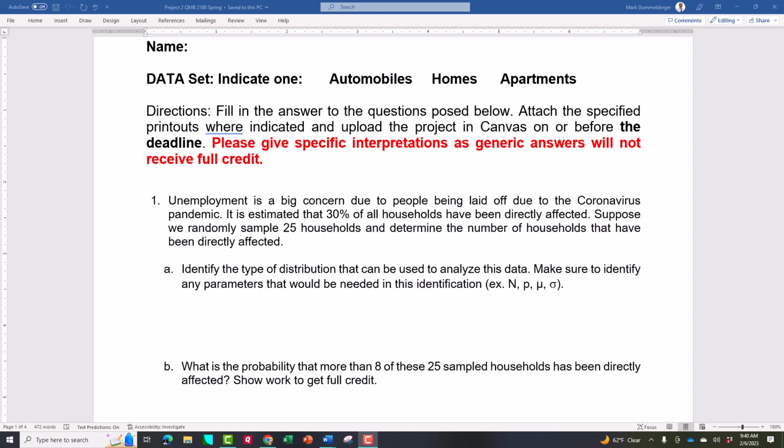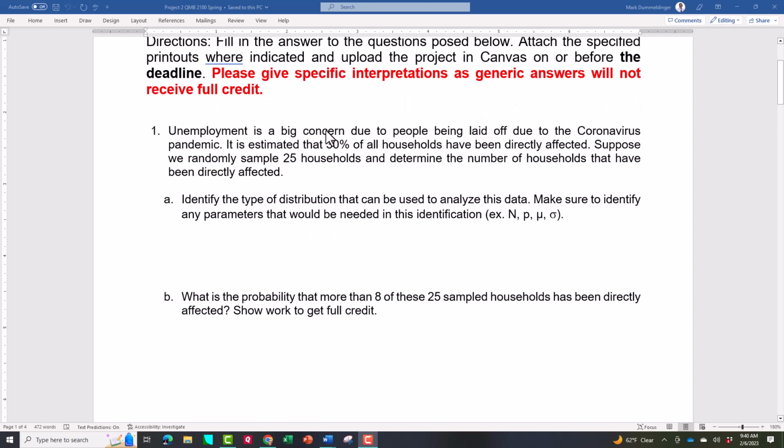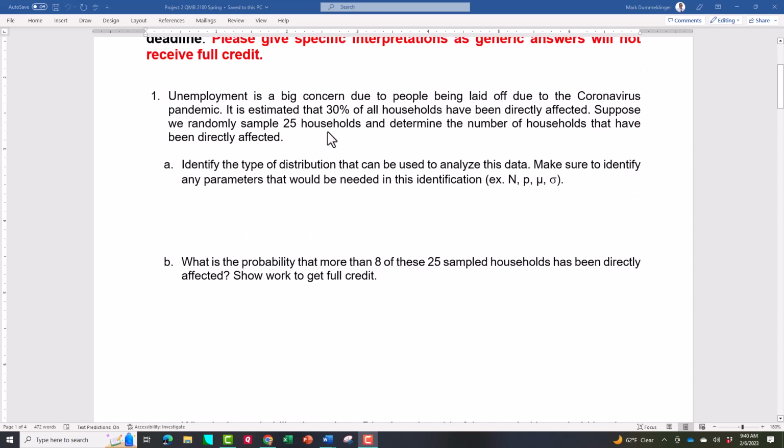This video is going to help you understand what I'm looking for in Project 2. So what you see in front of you is the project. At the top, I'd like you to type in your name for me and then indicate which of the three data sets you're working with: automobiles, homes, or apartments. Just circle it or highlight it or get rid of the other ones, however you have to do it. Different classes have different due dates for Project 2, so make sure you get your specific due date correct and get it in on time.